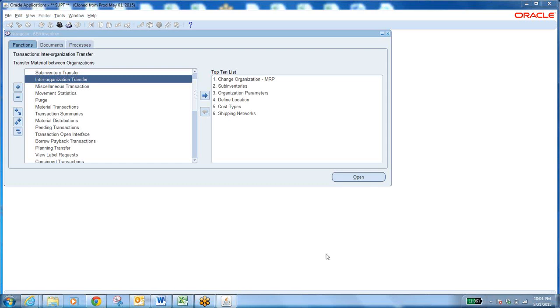Inter-organization transfer. The name itself is indicating. Inter. So there is an importance to inter, intra. These are the terms we'll be using in the application, and you should not have any confusion in those terms, terminology, because inter and intra. Inter means between two. Intra means within that.